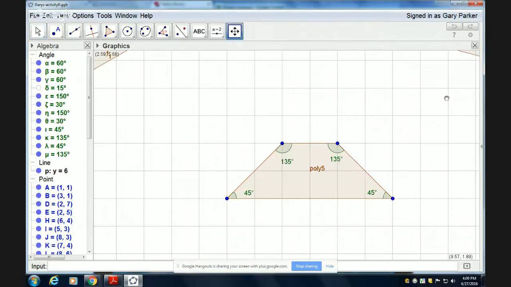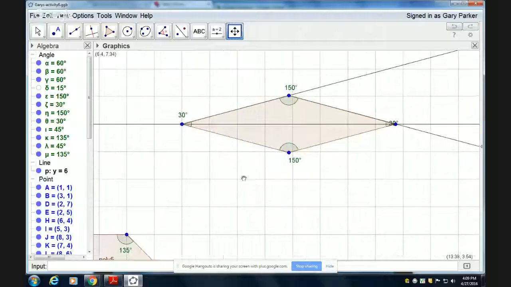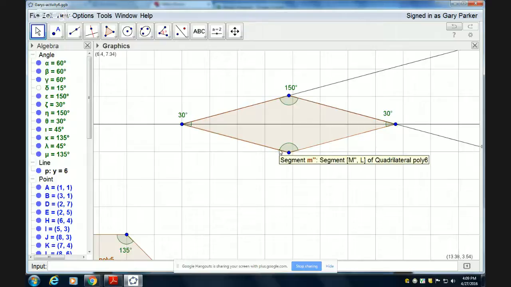If I look at my other skinny quadrilateral, I've got 150 and 150, which is 300, 30 and 30 is 60. It's still 360. So what we should find is that any quadrilateral we build, the interior angle sum will be 360 all the time. Okay.